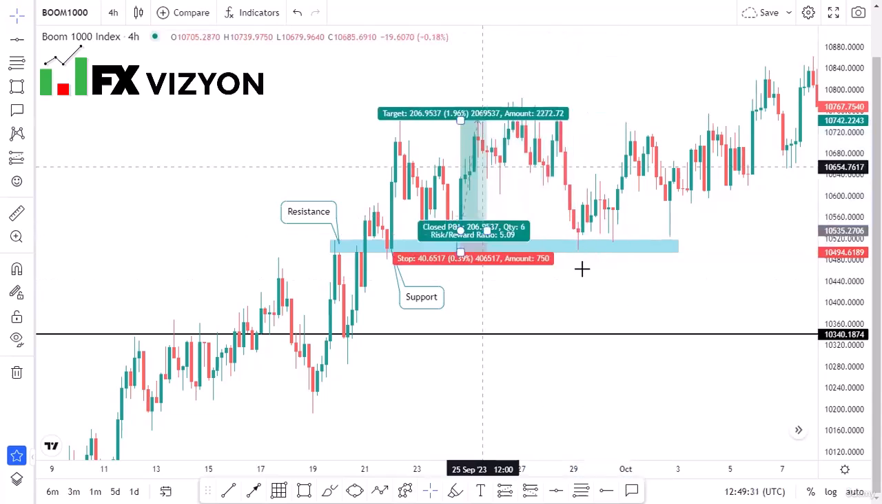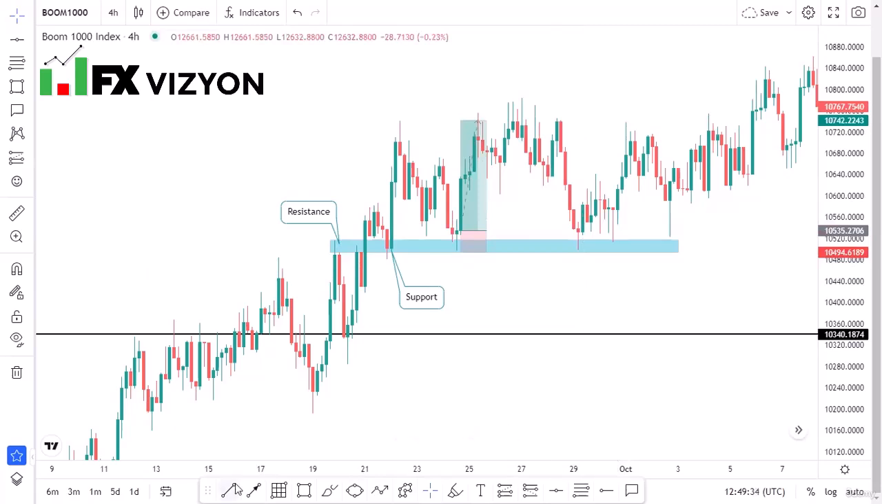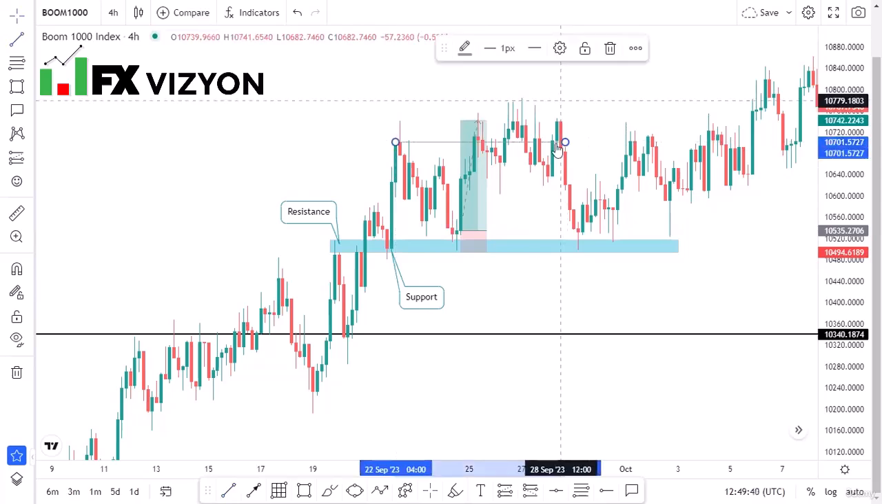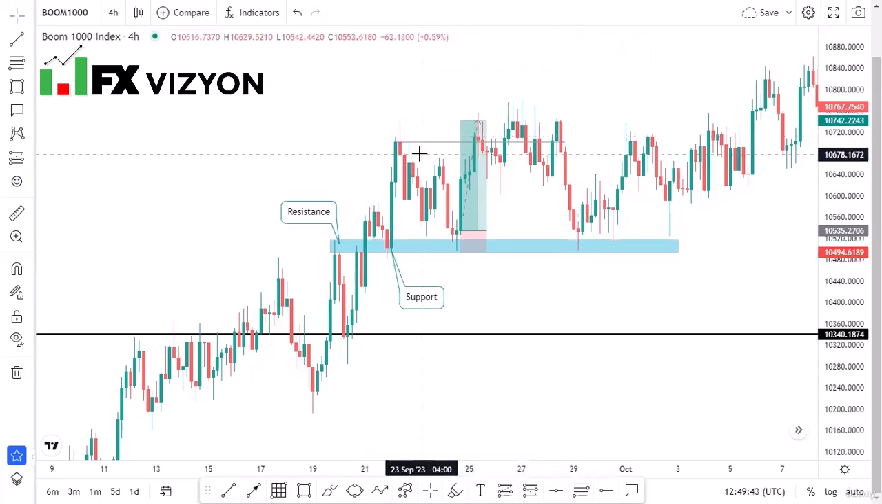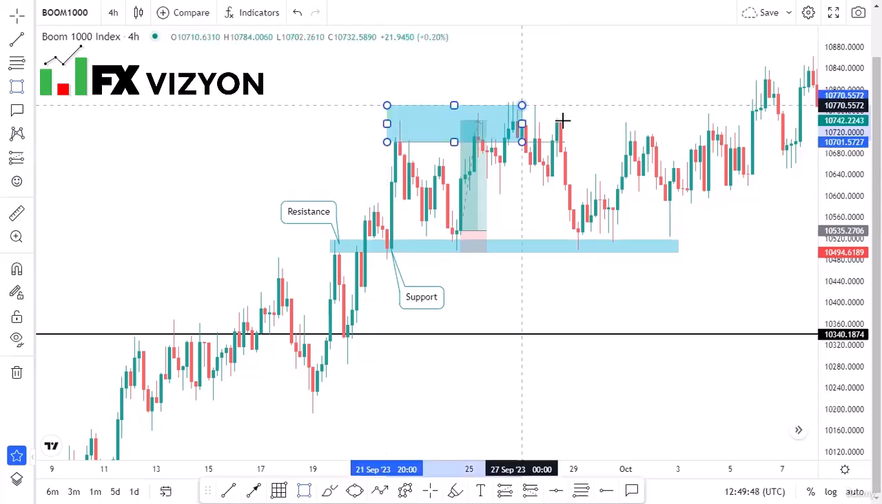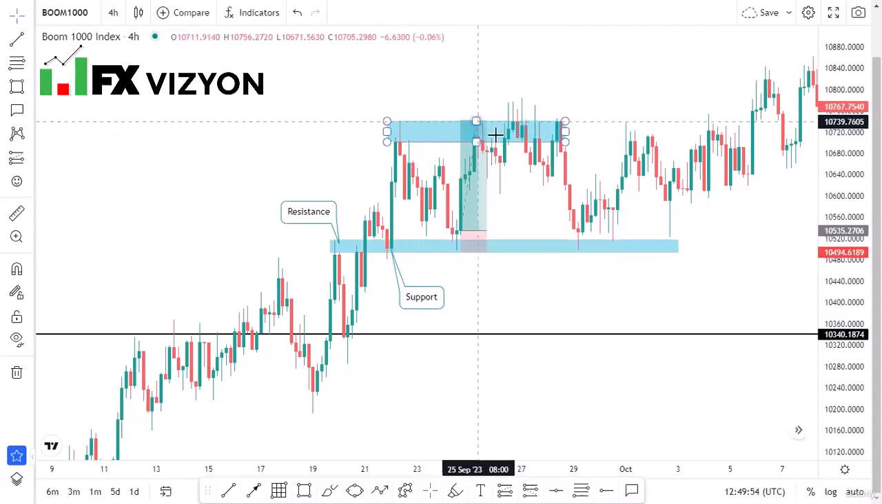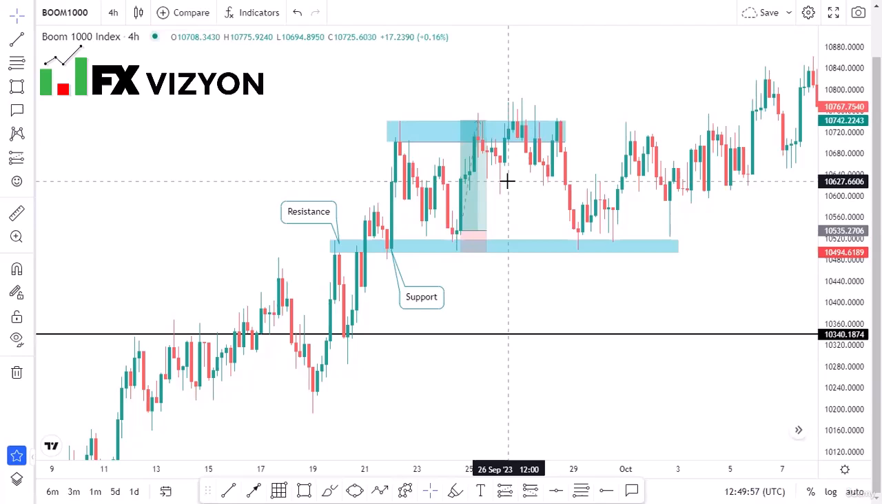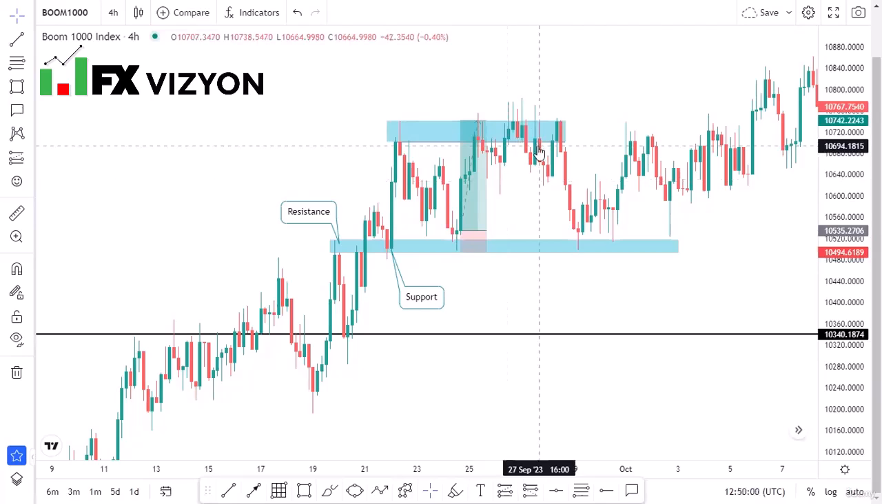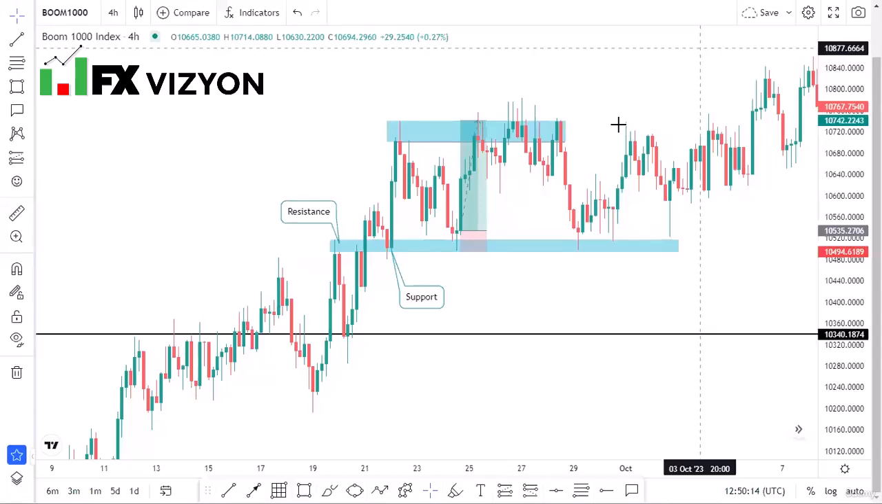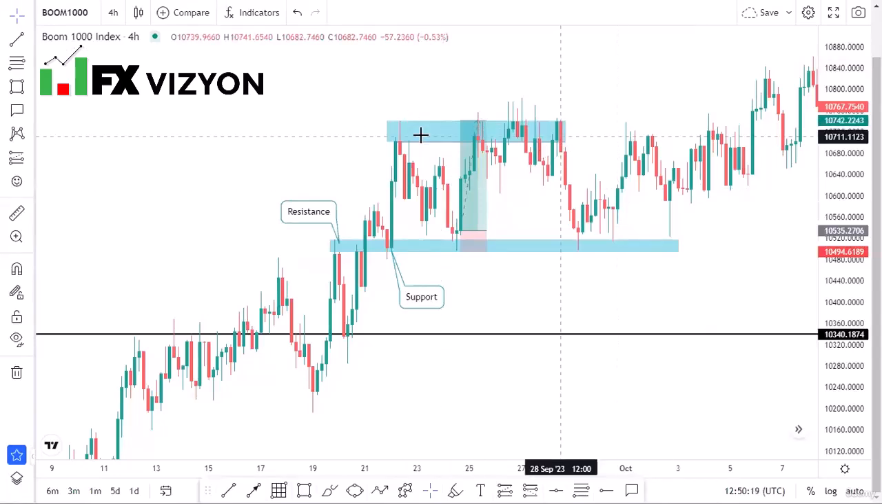So let's say that was another interesting trade that we might have taken right there. Then price also creates another support area right here. If you look at this support area, you can also draw a zone around it. What the market is trying to create is some kind of a range.